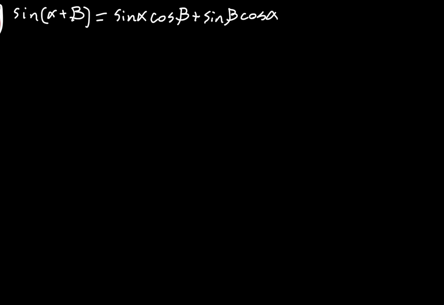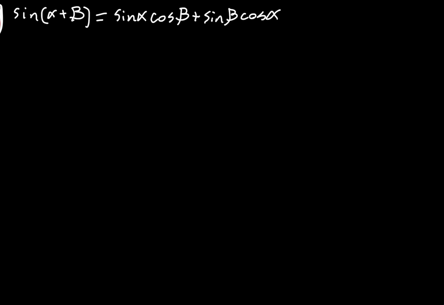Hello. So over the last couple of videos, we've been talking about the angle addition identities for trigonometry, and I'm going to write those out really quickly. We have that the sine of alpha plus beta is going to be equal to sine of alpha cosine of beta plus sine of beta cosine of alpha, right?